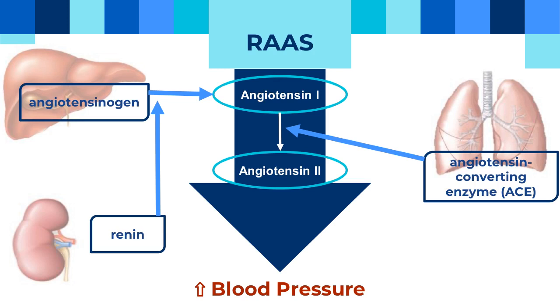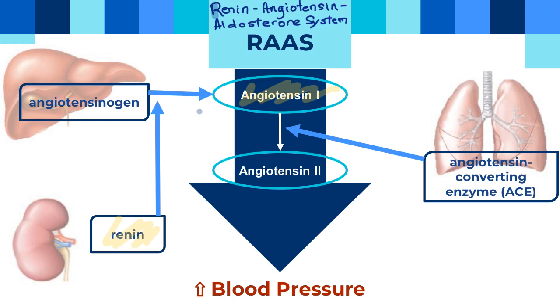Let's take a moment to review the RAAS system. That is a multi-organ system that maintains our blood pressure and hemodynamic balance. RAAS, of course, stands for renin-angiotensin-aldosterone system. The RAAS system is mainly comprised of three hormones: renin, angiotensin II, and aldosterone. And the system is primarily regulated by the rate of renal blood flow.